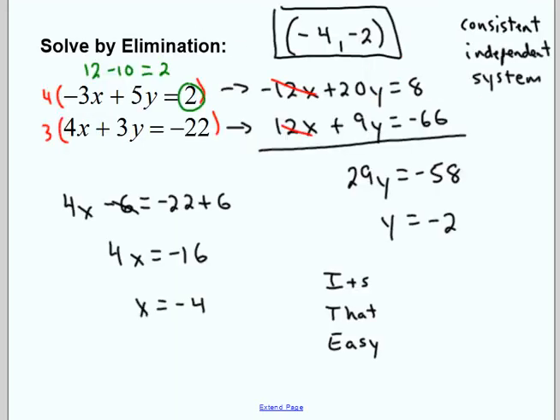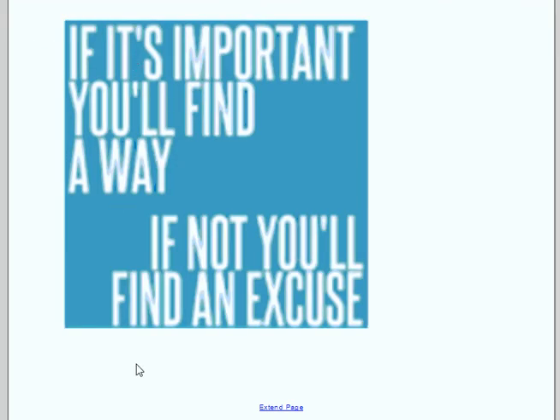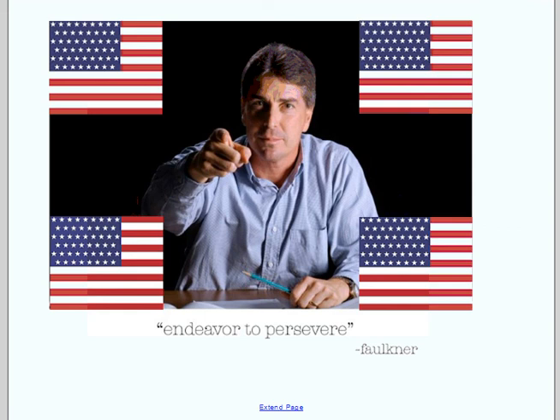All right, so you guys, we've got a plethora of examples there, right? We even went over when there's no solution, when there's infinite solutions. The key is now you have to work at this. You need to do the homework. You need to ask questions if you don't understand. Remember, ultimately, you're responsible for your grade. And you guys, we all know, if it's important, you'll find a way. If not, you'll find an excuse. So work, try your best, and always endeavor to persevere.